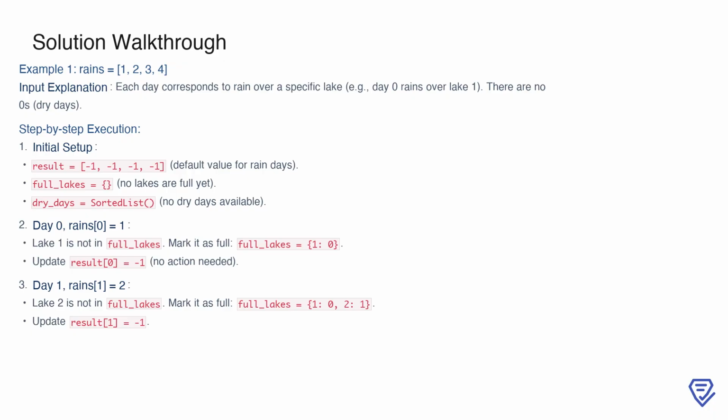On day 0, Lake 1 receives rain. Since Lake 1 is not in the full_lakes map, we mark it as full and associated with day 0. As no action is needed, the result for this day remains -1. Similarly, on day 1, Lake 2 receives rain. Again, it's not in full_lakes, so we mark it as full and associated with day 1. The result for day 1 is also -1.